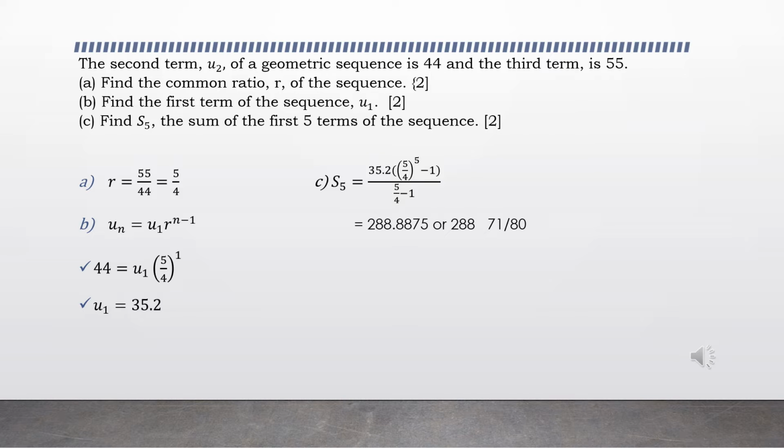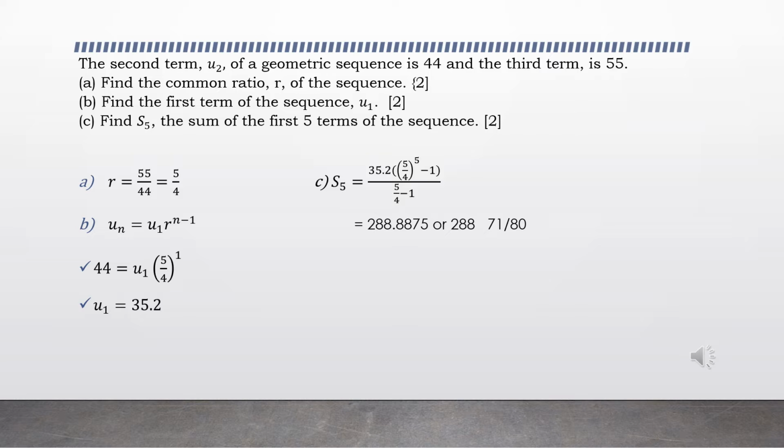Letter B, we find the first term of the sequence, u sub 1. We will be using the formula u sub n equals u sub 1 multiplied by r raised to n minus 1. Substituting the values, we have 44 equals u sub 1 times 5 over 4 raised to n minus 1, or 2 minus 1 is simply 1. Simplifying the problem, our u sub 1 equals 35.2.